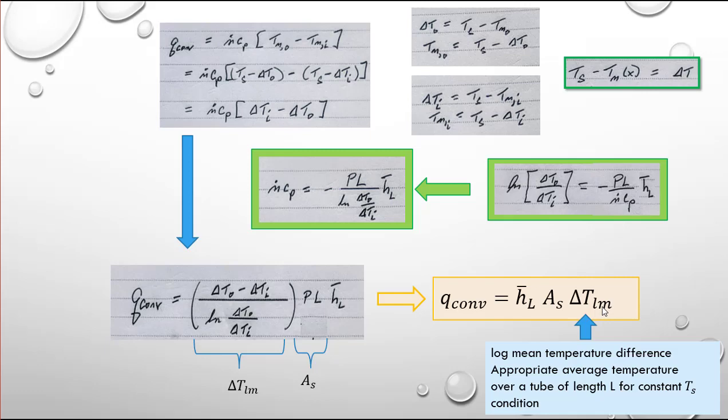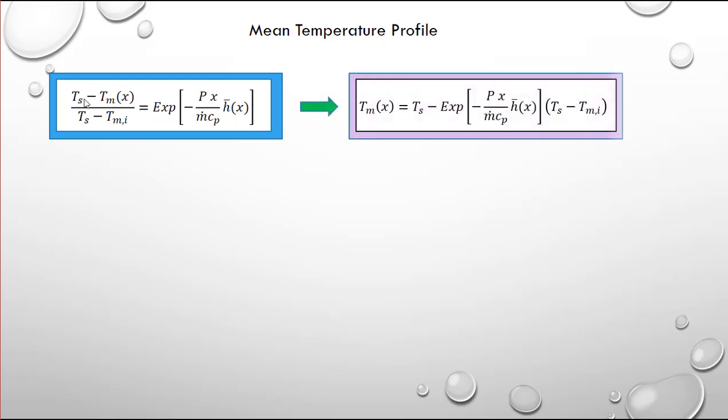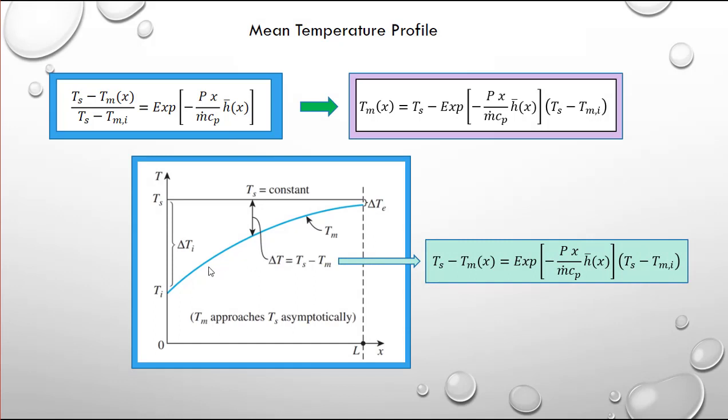Returning to this expression that gave us the mean temperature profile in terms of a non-dimensional temperature, we can then multiply through and obtain an expression where we just have the mean temperature on the left-hand side. This can be plotted, and we will see that the mean temperature as we move through the tube will asymptotically approach the constant wall temperature. And we clearly see that the expression for delta T changes as a function of the position along the tube.